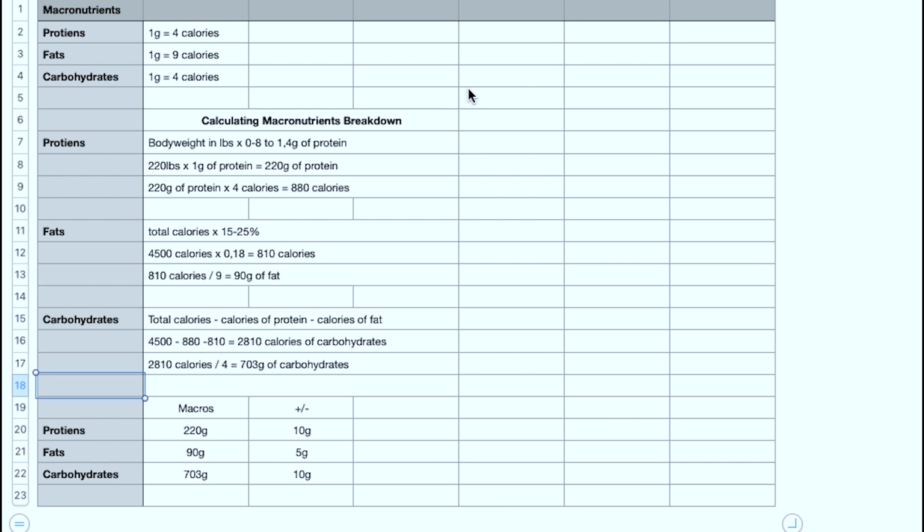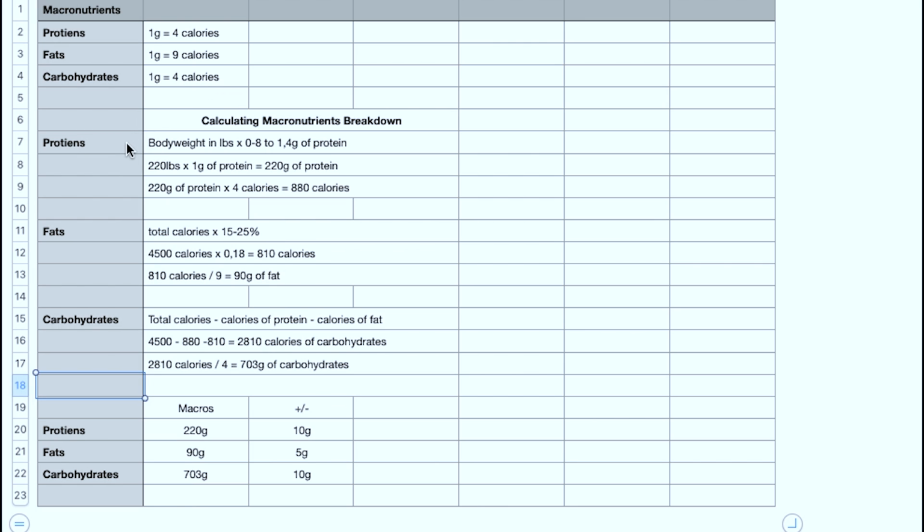Now, as I mentioned, calories are made up of macronutrients. As I said, we have our proteins, our fats, and our carbohydrates. 1 gram of protein equals 4 calories, 1 gram of carbohydrates equals 4 calories, and 1 gram of fat equals 9 calories. These 3 macronutrients are going to make up your total calories. So what we're going to do is start with proteins first.